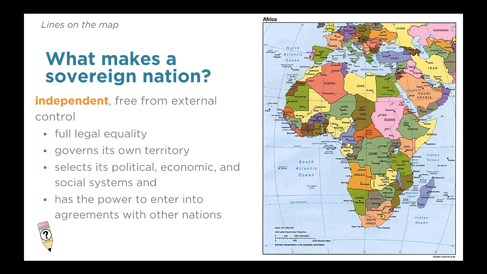Now, that's not to say that all countries actually have equivalent power, because they don't. And a lot of times, even though a country has sovereignty, it has a lot of pressures on it from neighbors and other things. But in theory, if a country is sovereign, that means it has legal independence. It's free to govern the territory that it controls. It is free to choose its own political, economic, and social systems, and it has the power to enter into agreements with other nations. A lot of our conversations around international trade really center around agreements between nations.